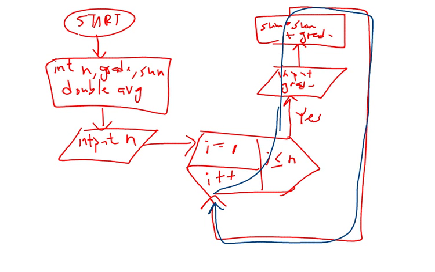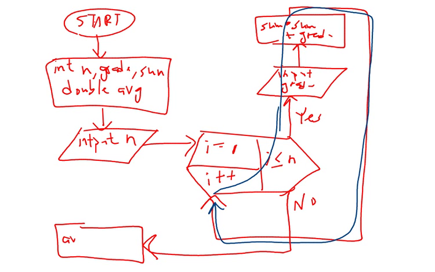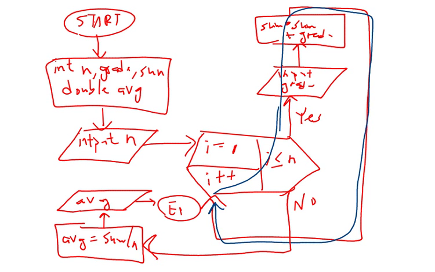Once I is no longer less than or equal to n, that's this no here. What happens? We calculate our average, which is sum divided by n. Then you output your average, and that's the end.